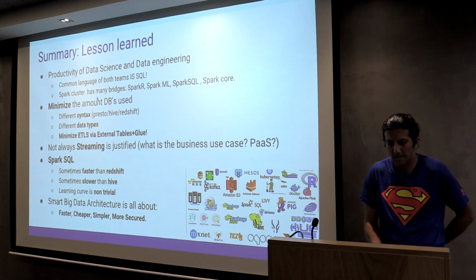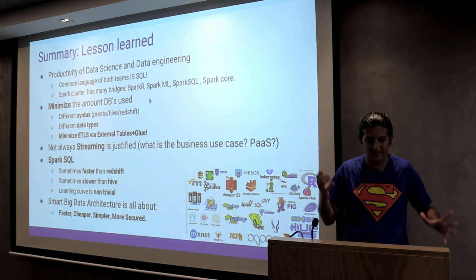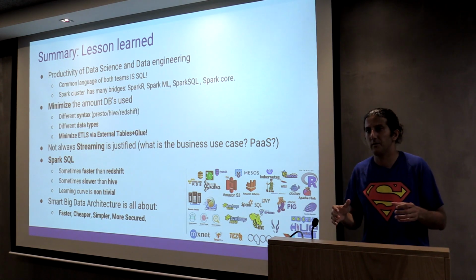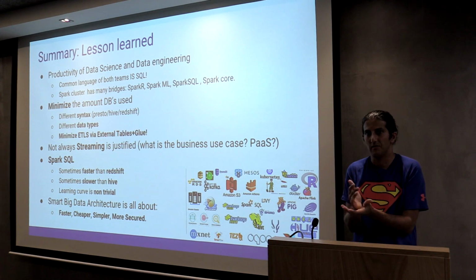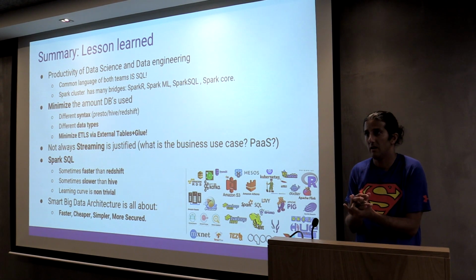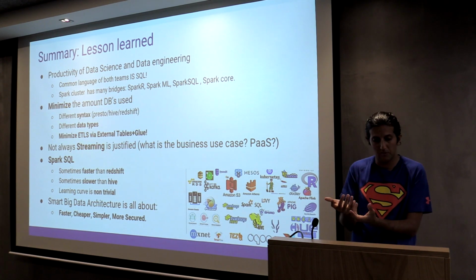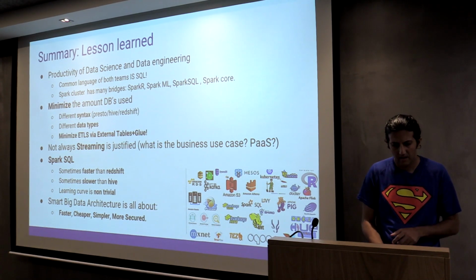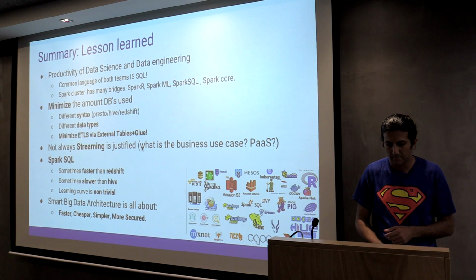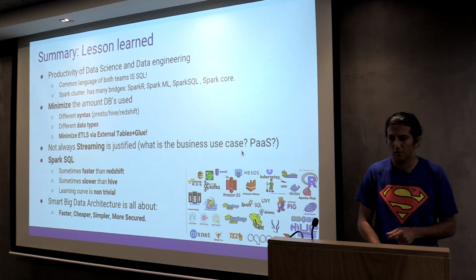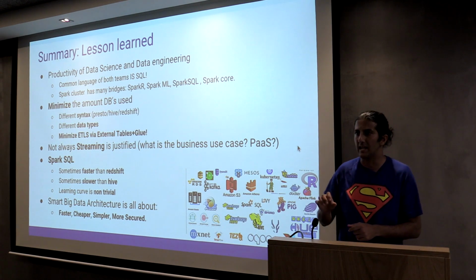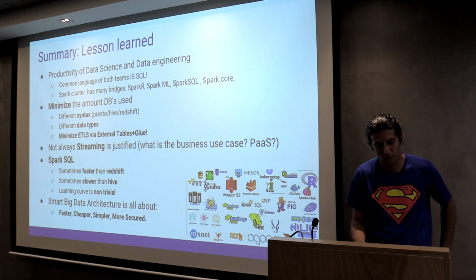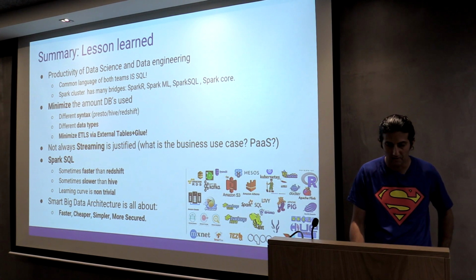I highly recommend to minimize the number of databases used simply because of the different syntax and different data types. For example, complex data structures, which are commonly used in Hive, are not supported in Redshift, which is a problem. If you get it in your data, you won't be able to process it easily. Not always streaming is justified. Consider the business use case, consider using batch. If you don't need the data in less than a minute, Firehose will be very good for some basic use cases and maybe even more.